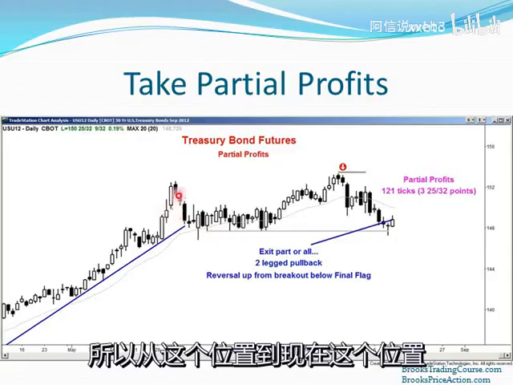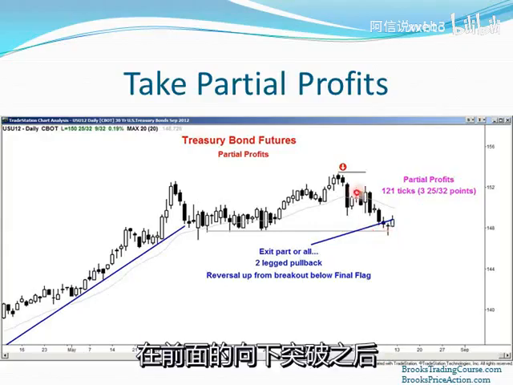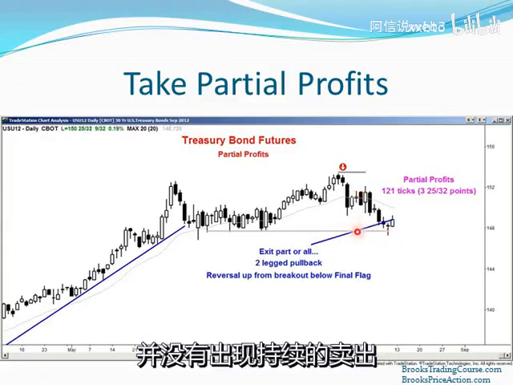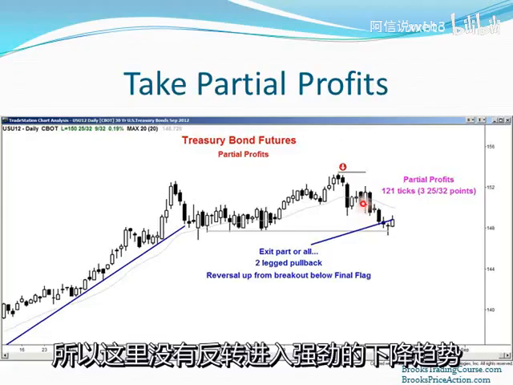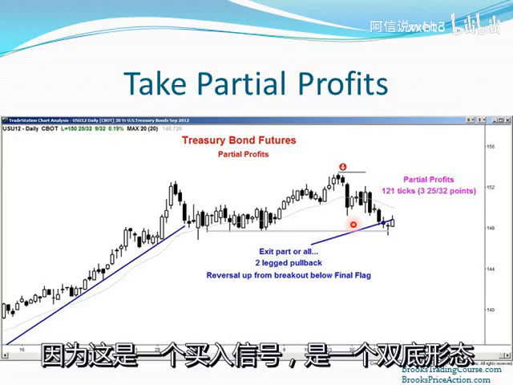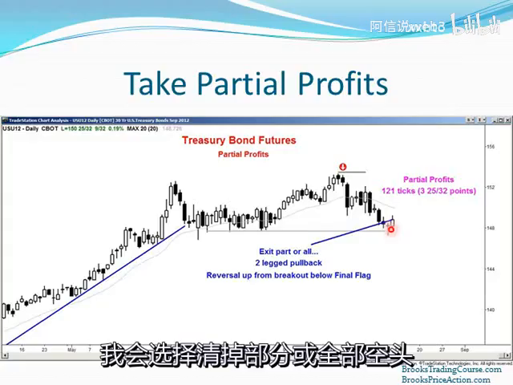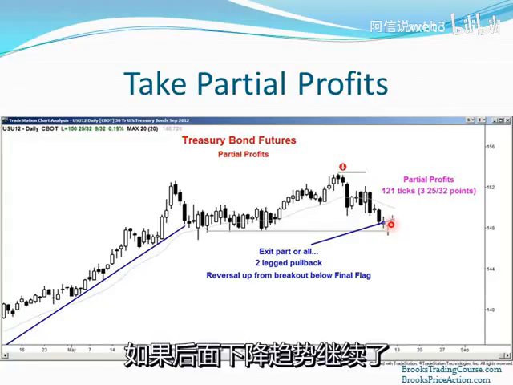So from right around this area to over here, we're in a trading range, and now we're at the bottom. We did not get sustained selling after the bear breakout, so rather than this turning into a strong bear trend, it appears that it's transitioning into a trading range. So to me, since this is arguably a buy signal, double bottom at the bottom of a trading range, I would at least exit part and maybe all of my short.